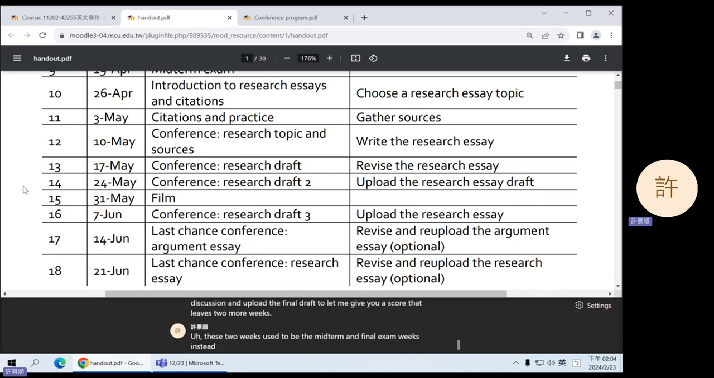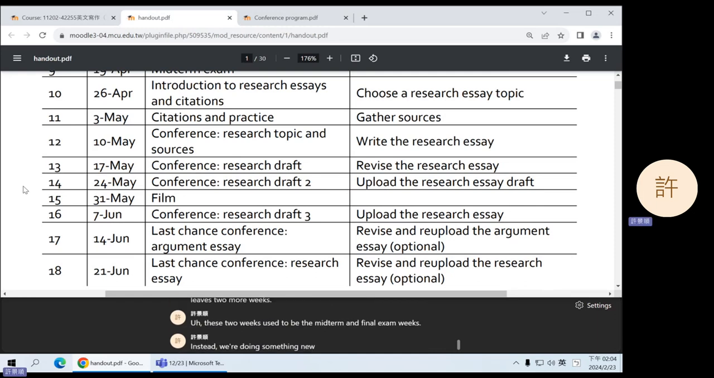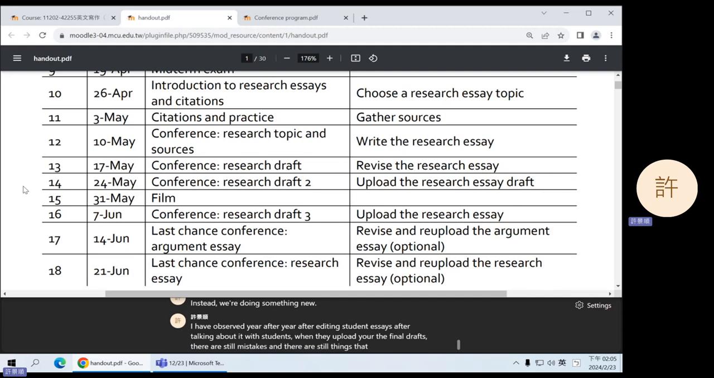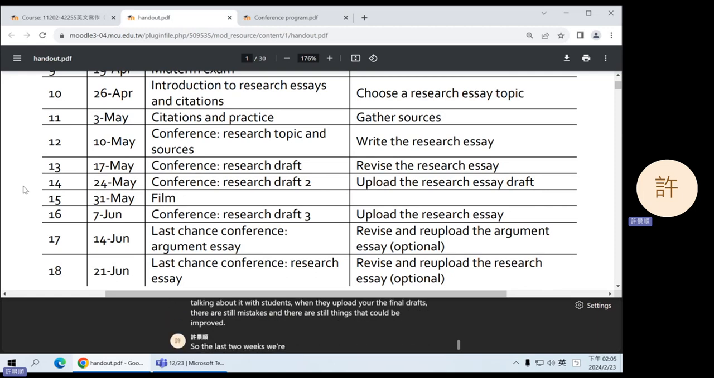Instead, we're doing something new. I have observed year after year, after editing student essays and talking about it with students, that when they upload the final drafts, there are still mistakes and there are still things that could be improved. So the last 2 weeks, we're going to deal with those things. These 2 weeks are optional. If you don't care, you don't have to do this.